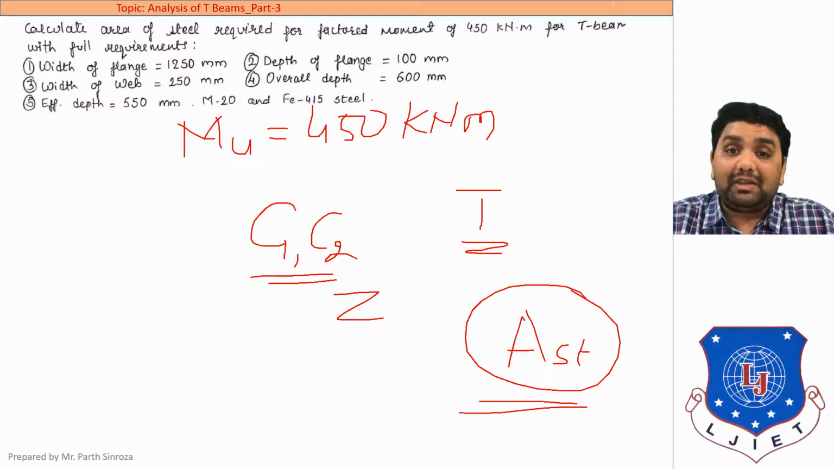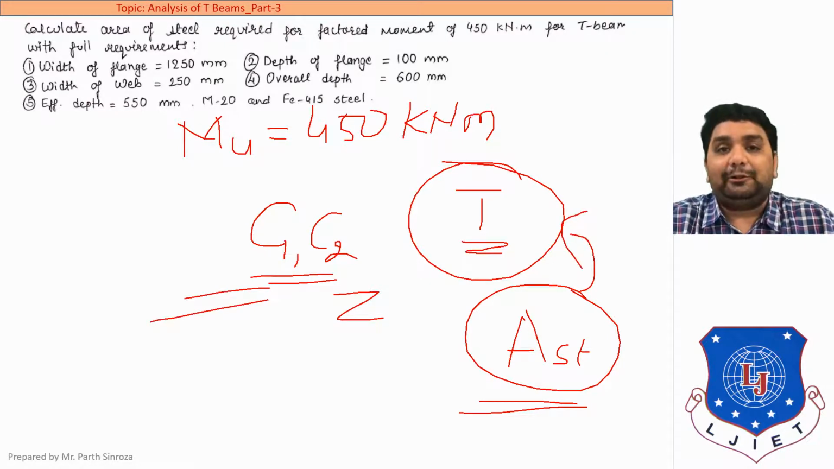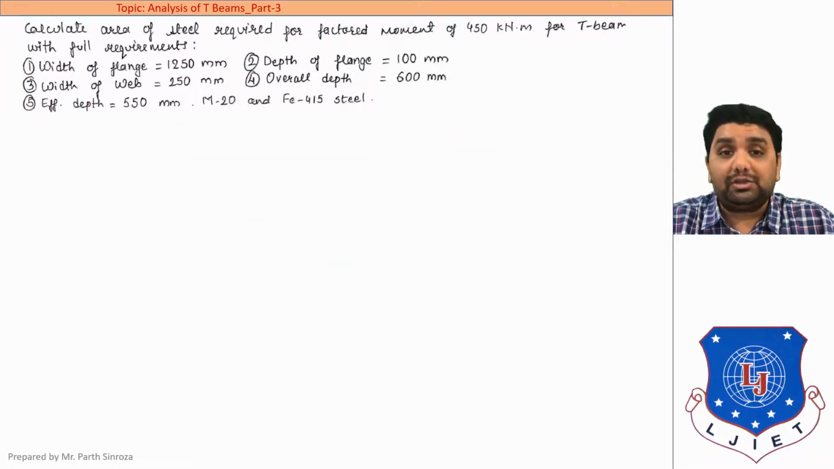The parameter or the variable AST is always obtained in the term T. The tension force is always equal to 0.87 Fy AST. So to find AST, we will be using the tension force T. We won't be indulging with C1 and C2. Clear? So how to identify whether to use C1 or whether to use T?